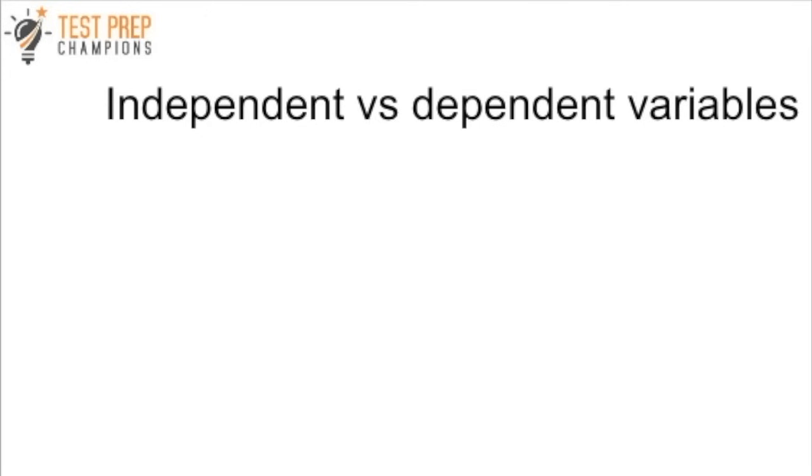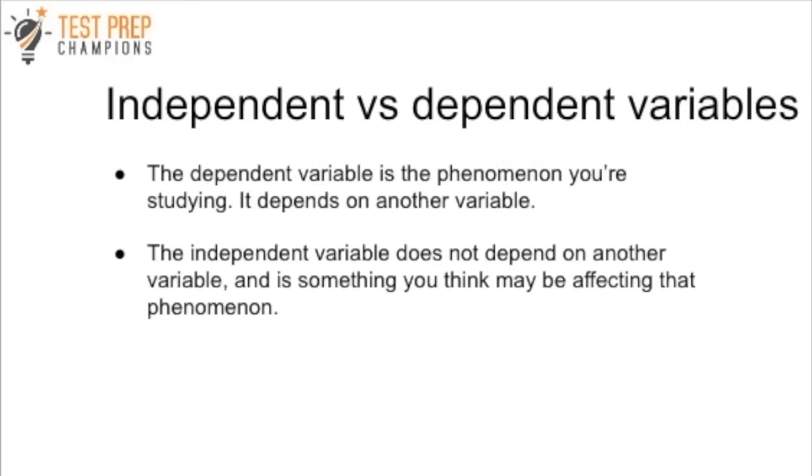I want to talk about something that's related here in terms of experiments, which is the concept of independent and dependent variables. This can be a little bit tricky to understand, but basically the dependent variable is the phenomenon that you're studying, and an easy way to remember it is that the dependent variable depends on another variable. The independent variable does not depend on another variable, and it's something that you think might be affecting that phenomenon. I know you've heard the definitions, but it might sound like a bunch of big words right now.